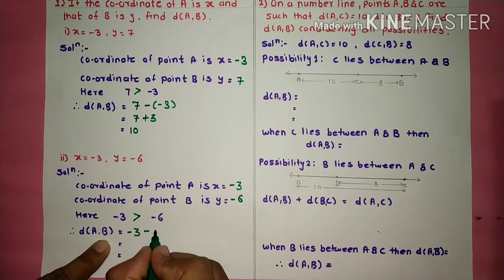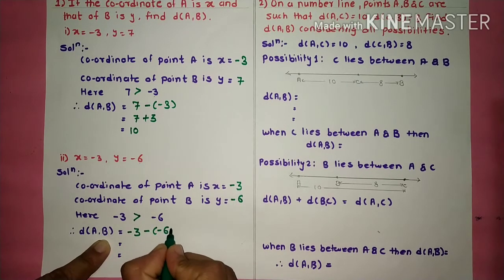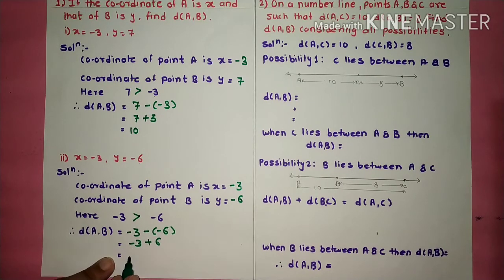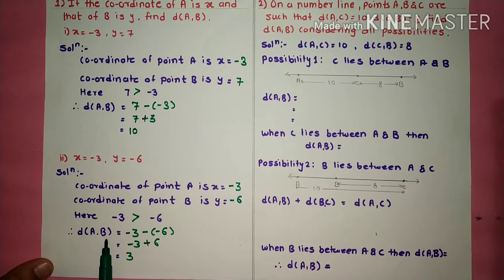-3 minus of -6, which is equal to -3 plus 6. -3 plus 6 is 3. Therefore, distance AB equal to 3.